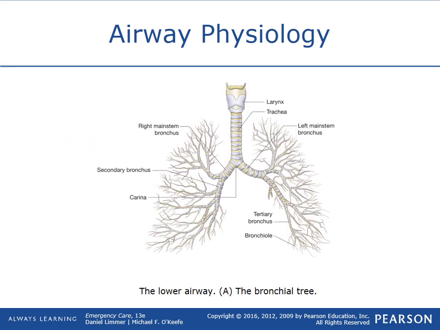And here's a picture of the lower airway and the bronchial tree. You see where the trachea divides into the right and left main bronchus, and then they divide further down. You see that the right is a little bit straighter than the left as it branches off.